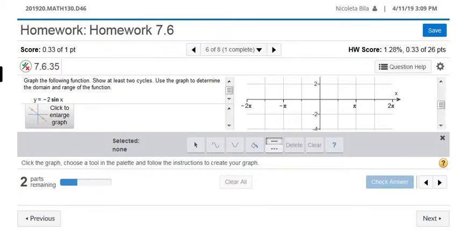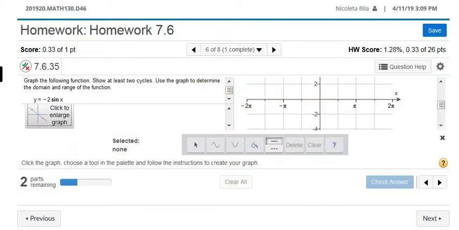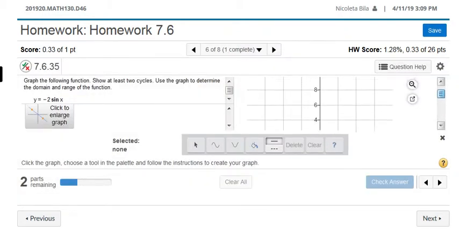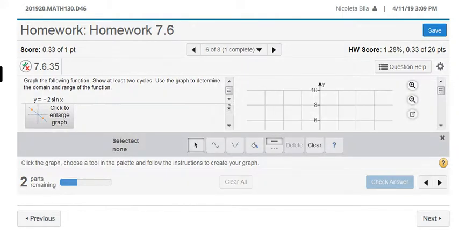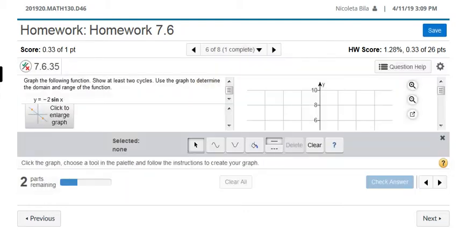It looks like there is some issue with the graphing tool here. Indeed, if I click to enlarge the graph, I cannot see anything in this window. So I'm going to cancel. If I scroll up here, I can see the zoom in and zoom out options, and also this pop-up option, which is the same as the other one. So I'm going to close this.